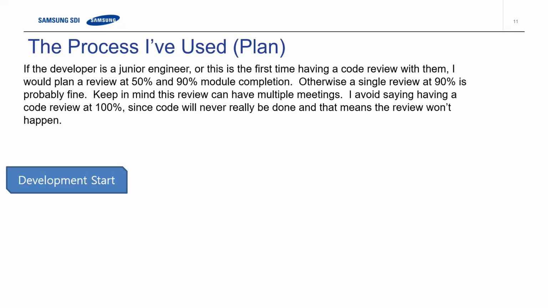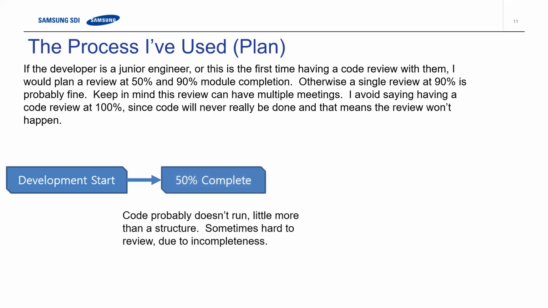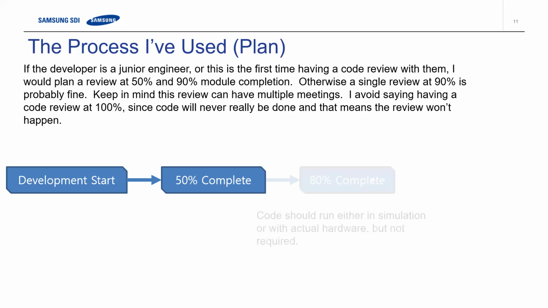You might do things differently, but the idea was we want to at least have one early on for a junior engineer or someone who's never had a code review, and then we want to have one later, regardless. Maybe not when it's complete, but we want it close to the end. So the project starts, we get to a point where the code might run, it might not, it's got some structure to it. These are kind of hard to do code reviews at 50% complete, because it doesn't always do everything you want, but you want to find problems early on. So the purpose is to see where things are going.